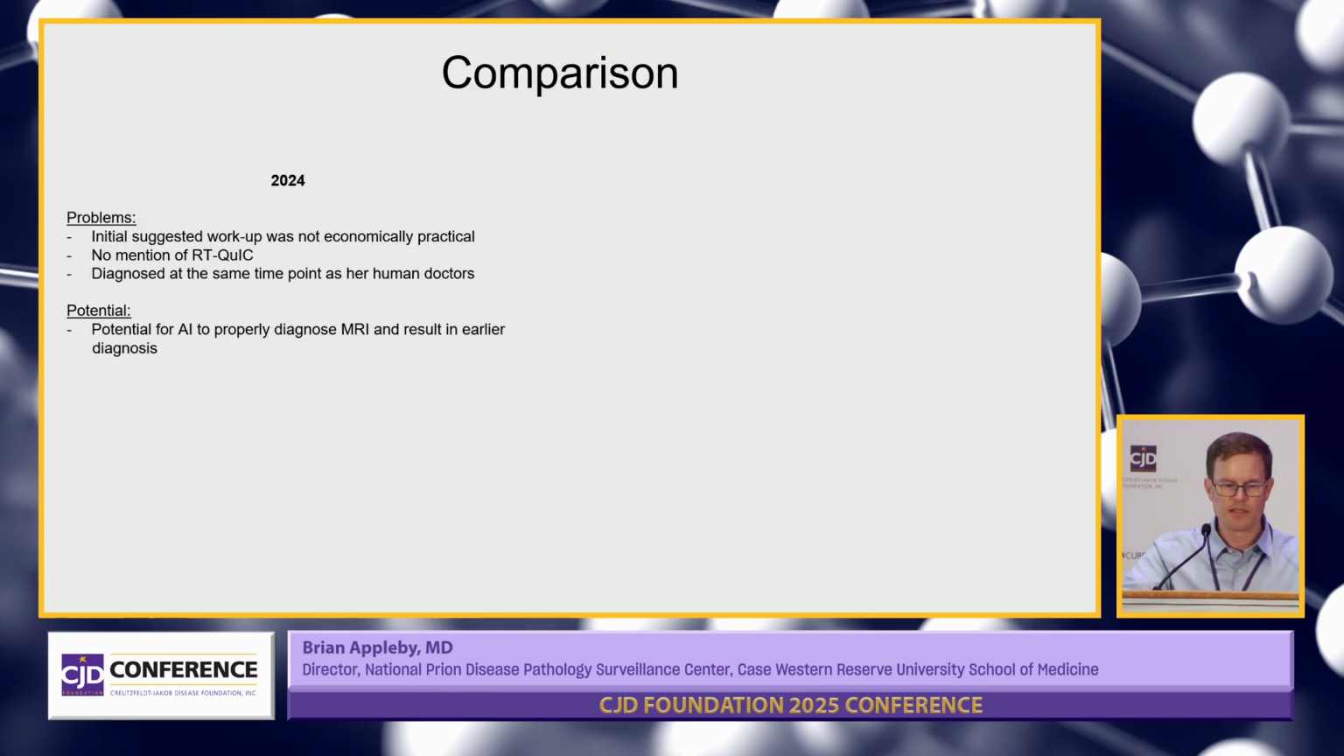So let's compare what happened from last time to this time. The problems last time, if you weren't here, is it initially suggested more than a $1 million workup, $1 billion workup. It basically said order everything. There was no mention of RT-QuIC. And the patient was diagnosed in the same time frame as her human doctors diagnosed her. But we had come away with the idea that there's probably potential for AI to properly at least diagnose the MRI for neuroradiologists that might not recognize it, and that may result in an earlier diagnosis.